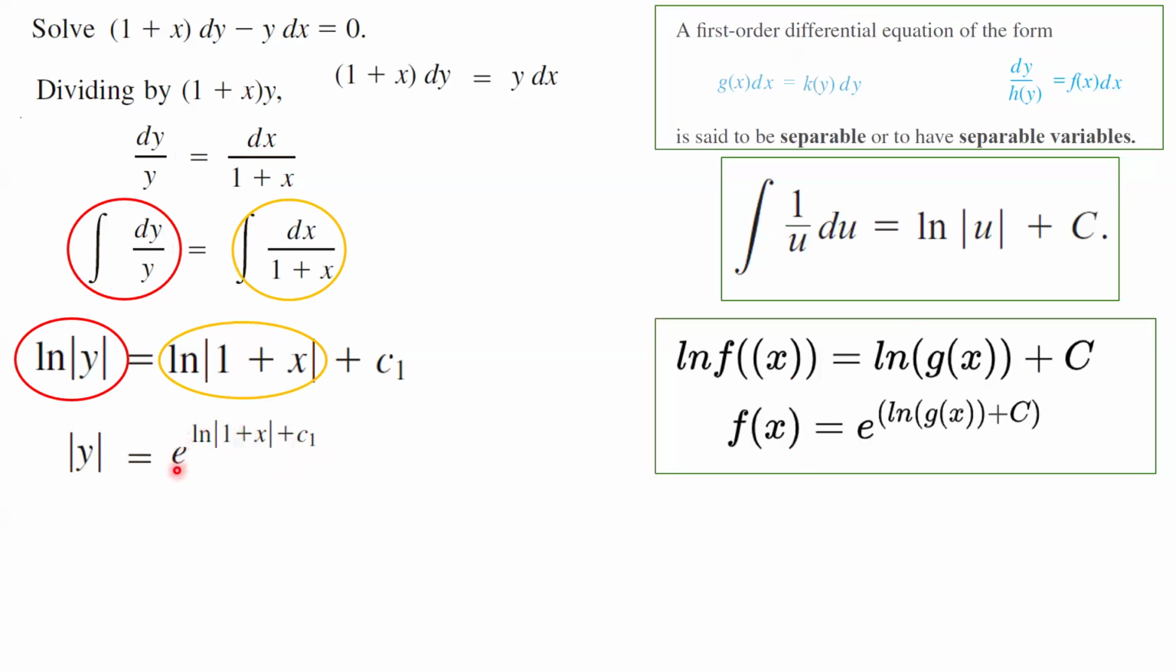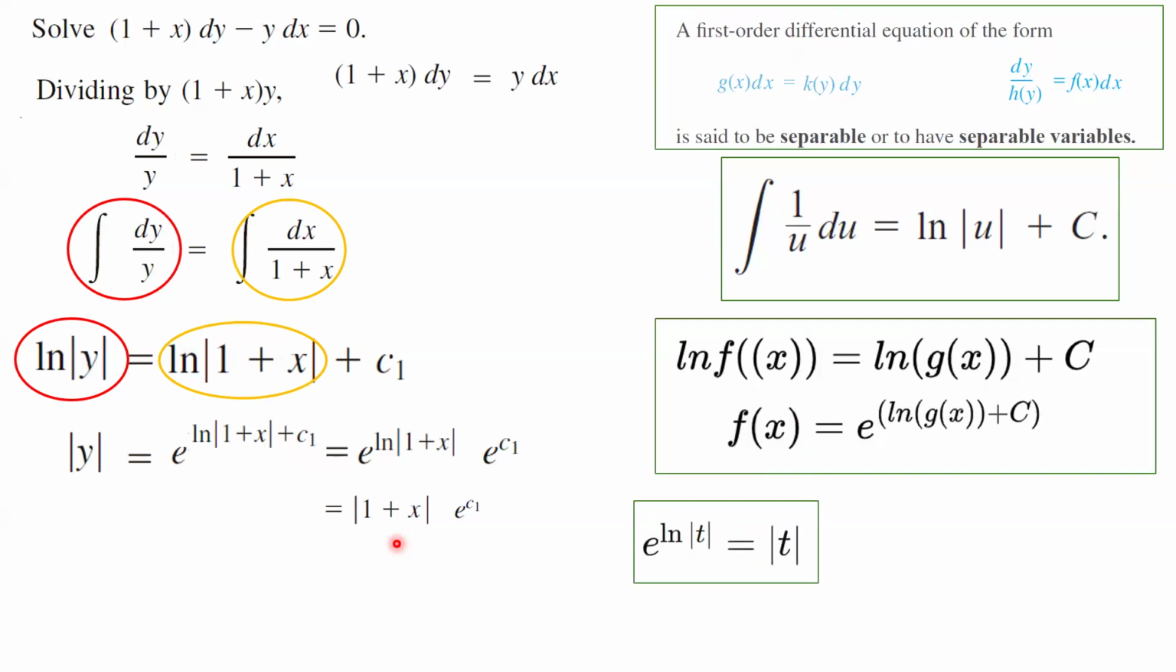Well, e has the addition of two exponents. What's the meaning of that? It means that we can separate these two exponents and write it as e to the power ln of absolute value of 1 + x times e to the power c1. This is equal to the absolute value of 1 + x times e to the power c1. Why is that? Because e and ln get canceled out.